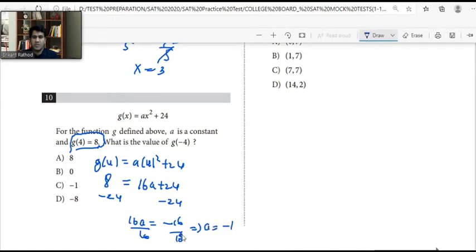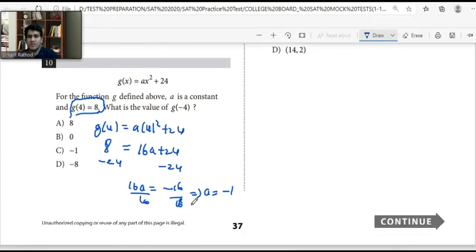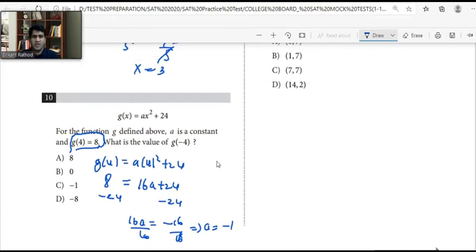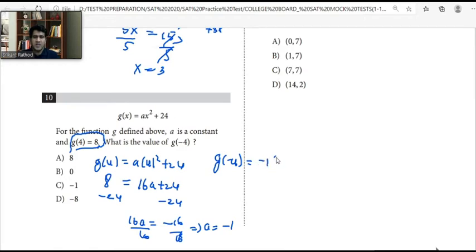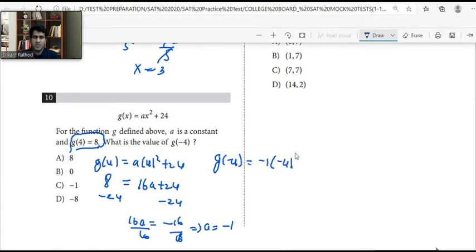Now make use of this value of a for solving the other value they're asking for. So we can say g of negative 4 can be written as negative 1 times (negative 4) squared plus 24. So negative 1 times 16 plus 24. That's going to be 8. So A is the answer.